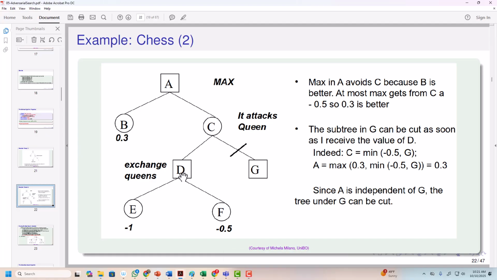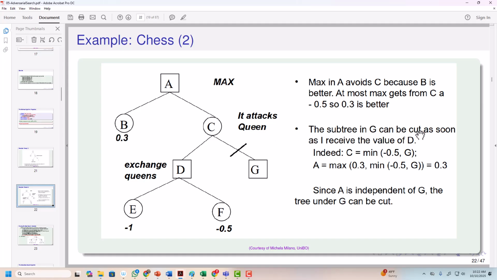So because min checkmates you, in E there is -1, and let's say there is a draw option which is half, so you get -0.5. So max in A avoids C because B is better, you have some positive outcome. At most max gets from C is -0.5 because this is a max node. So max will say, okay, I do not want to be checkmated, I'll somehow stop the opponent and draw the game, and you get -0.5. The maximum among these two is -0.5, so that's the best you can get. But if you go here to B, you get 0.3.